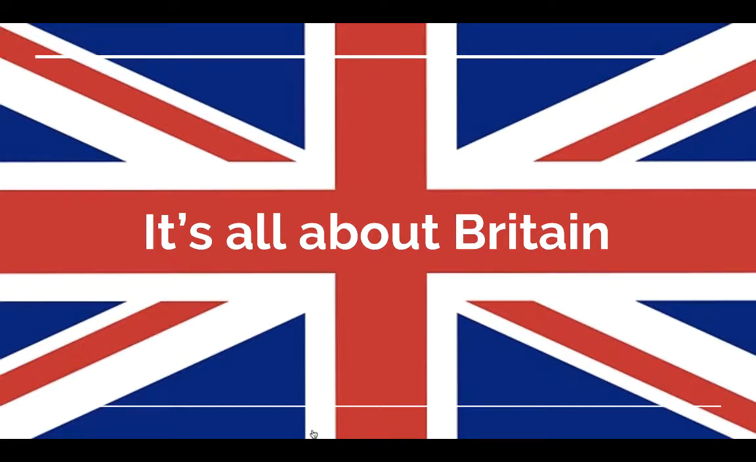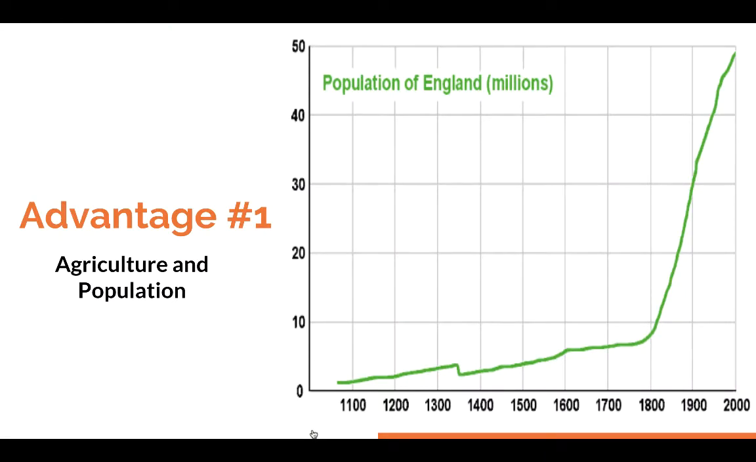So this presentation, and many of my presentations about industrialism, are going to be about Britain because they were the first out of the gate. They were really the dominant ones, and that's what we're going to focus on today. So why did Britain have this advantage? What did they do right, if you will?